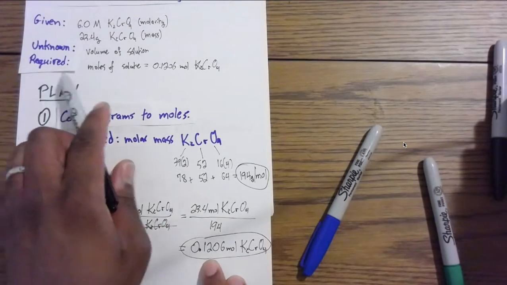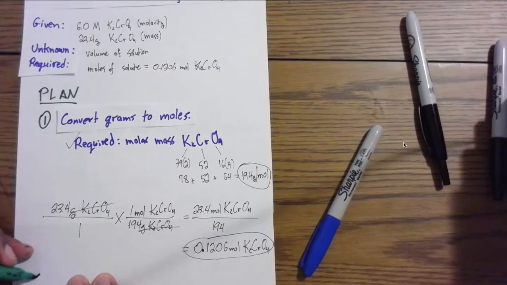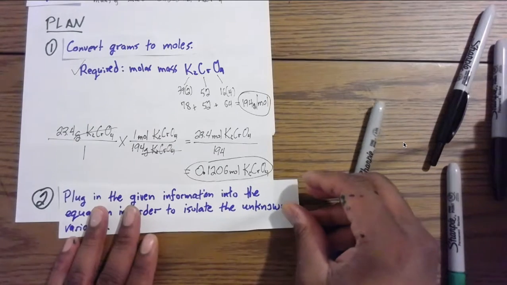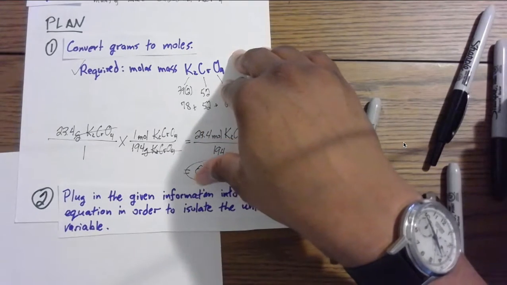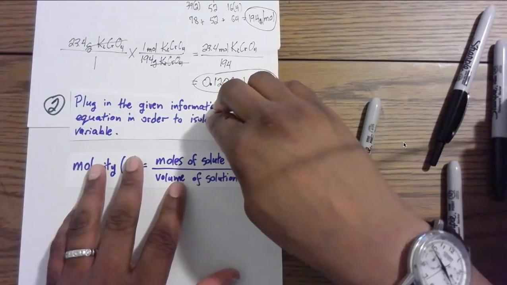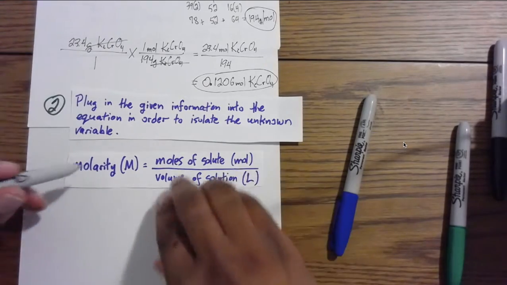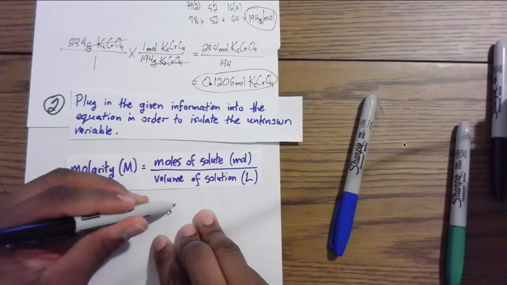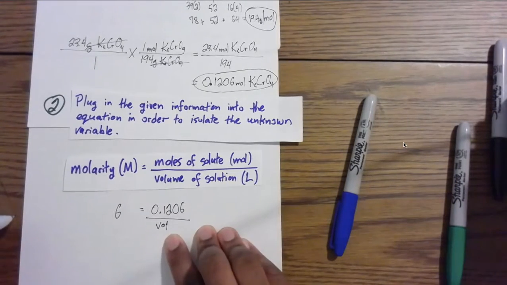And so now that we have the required information, the number of moles, we can move on to the second step in our plan. And the second step in our plan is to go ahead and plug the given information into the equation in order to isolate the unknown variable. So here's what that's going to look like. First, let's bring down our equation for molarity, which is molarity equals moles divided by volume, and we just found moles, and we were given molarity. So our molarity is 6. It was 6 that was given to us, equals moles of solute, we just found that, 0.1206, and volume we do not know. So we're going to put that down there like that, and this is our volume of solution.